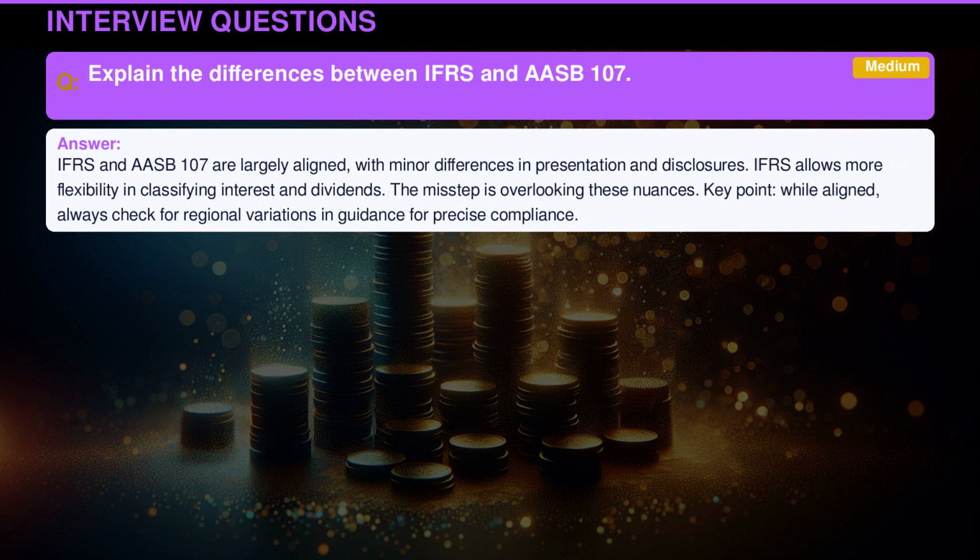International Financial Reporting Standards and AASB 107 are largely aligned, with minor differences in presentation and disclosures. International Financial Reporting Standards allows more flexibility in classifying interest and dividends. The misstep is overlooking these nuances. Key point: while aligned, always check for regional variations in guidance for precise compliance.